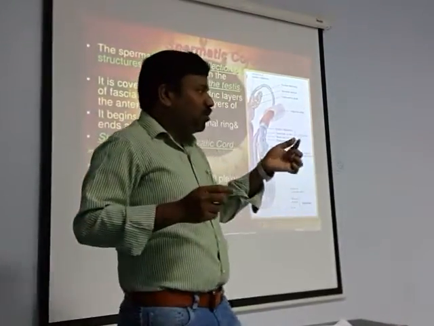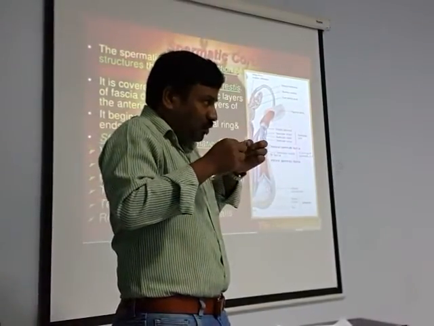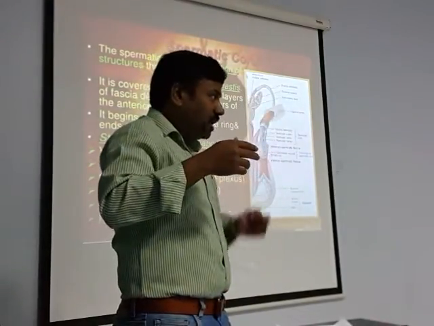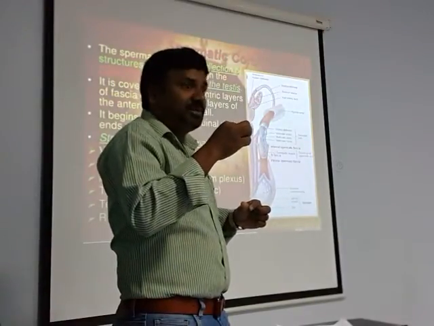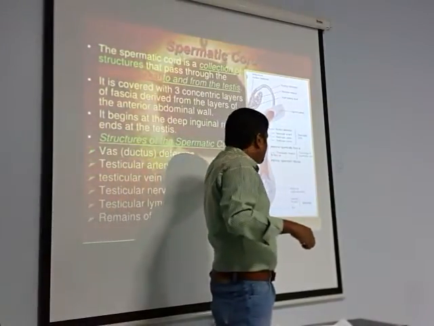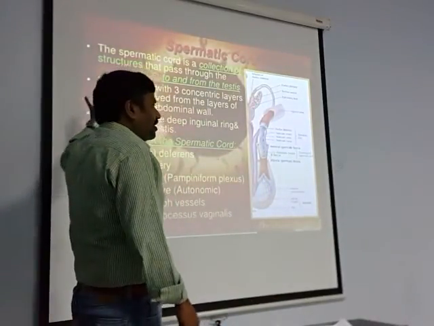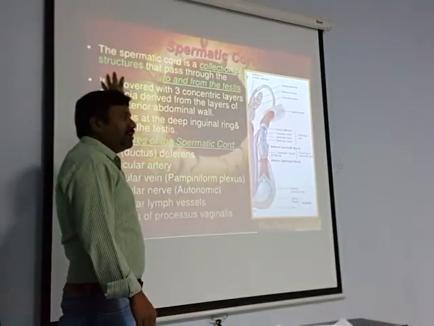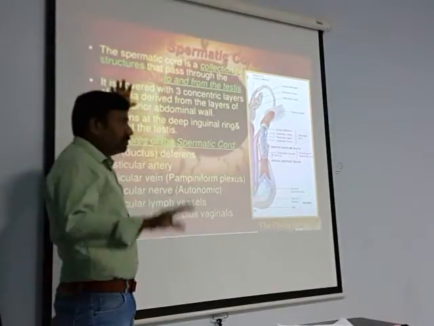So when you go back home, try to feel your own spermatic cord. At the root of the scrotum, the upper part of the scrotum, you roll your fingers. You will feel a cord-like structure. That is the spermatic cord, which is nothing but all these components, contents. Am I clear? Okay. So what is the spermatic cord? It is a collection of structures which pass through the inguinal canal to and from the testis. Did you follow? Yes.